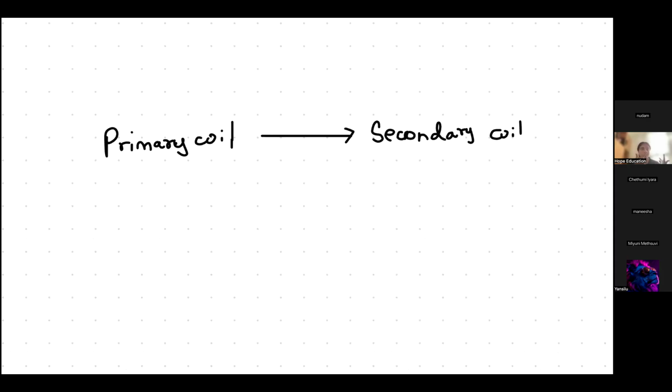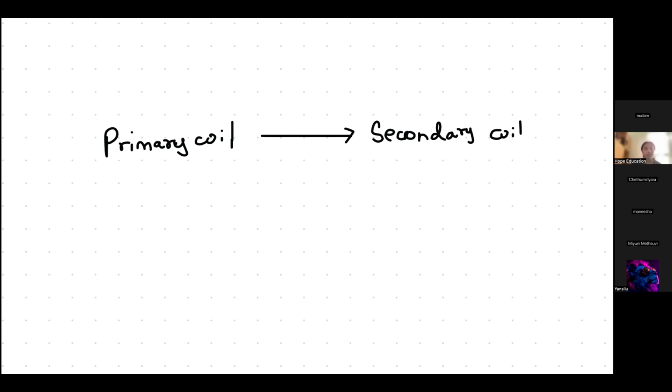So in a transformer, we say that current goes from the primary coil to the secondary coil, right? Current is passing through because when there is a current in the primary coil, there's a magnetic field, and then that goes to the secondary coil and a current is generated in it. Usually, if we say there is a current here, there is also energy.